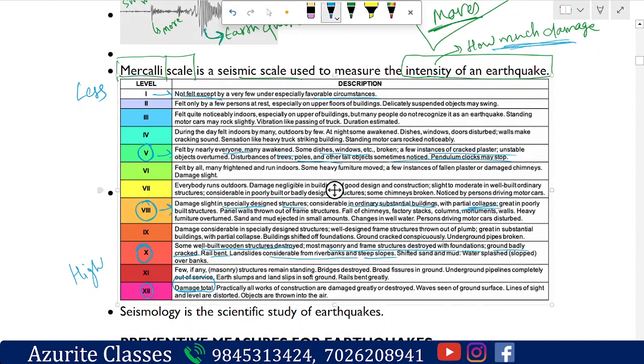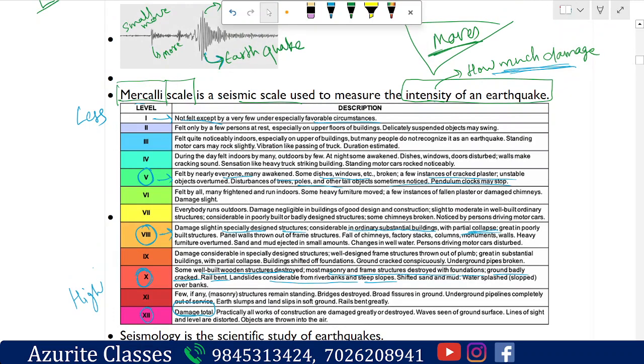So 1 means nothing, you will not feel anything. If you come to 5, it is a little bit, you will feel the movement. If you go to 8, there will be a little bit of considerable damage. 10 means high damage. 12 means very high damage, everything gets damaged, right? So that is the Mercalli scale to understand how much damage is caused.